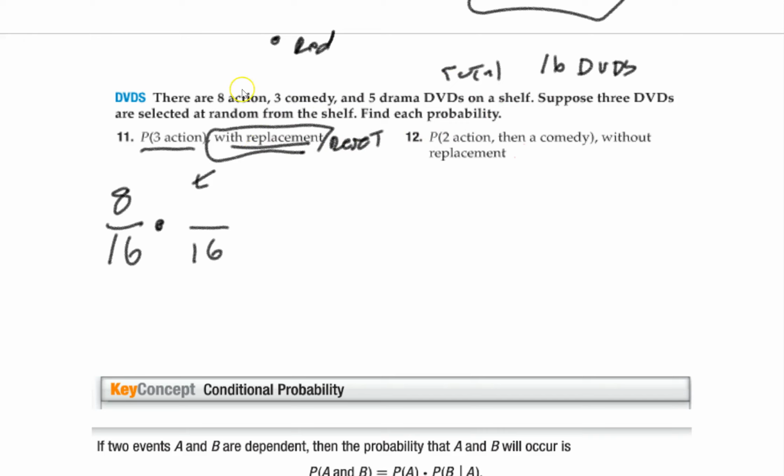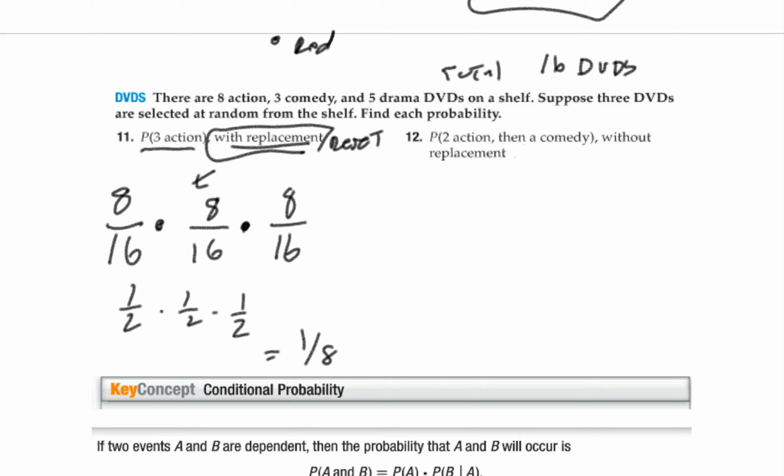So what's the odds of getting an action DVD? Well, 8 again. And then the third time, with replacement, we're going to put everything back. We reset it to the beginning. And you have an 8 out of 16 chance. We could simplify. I could do this one in my head. 1/2, 1/2, 1/2. So I get a total of 1 out of 8 chance of getting 3 action DVDs.